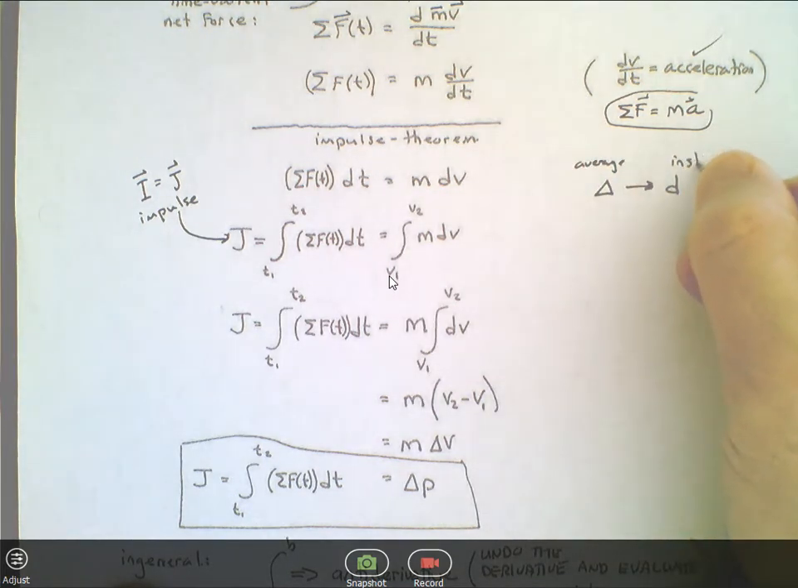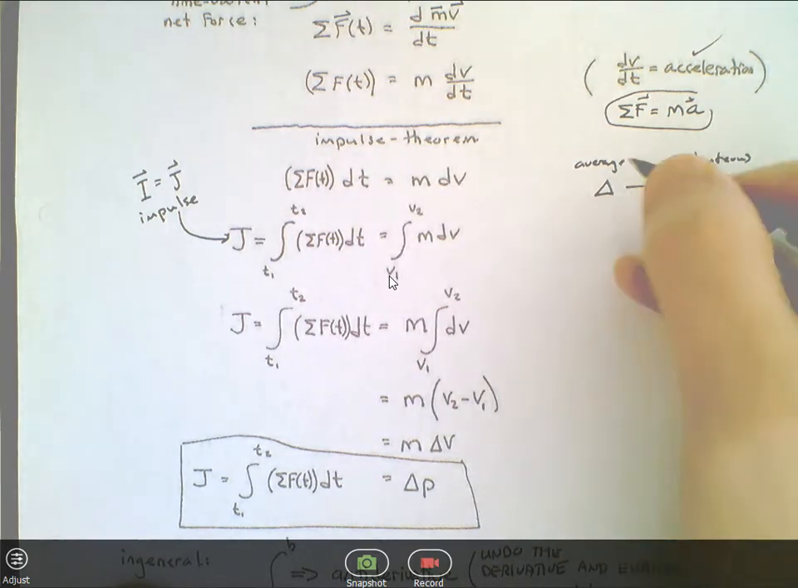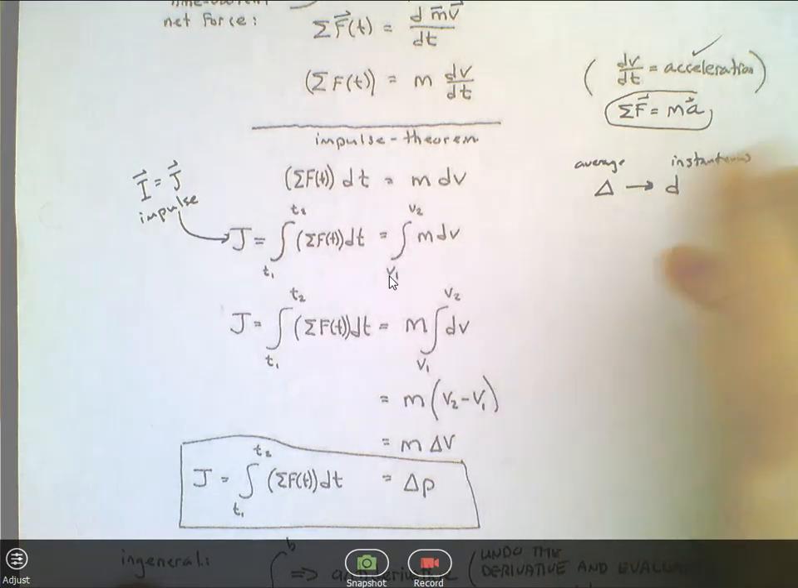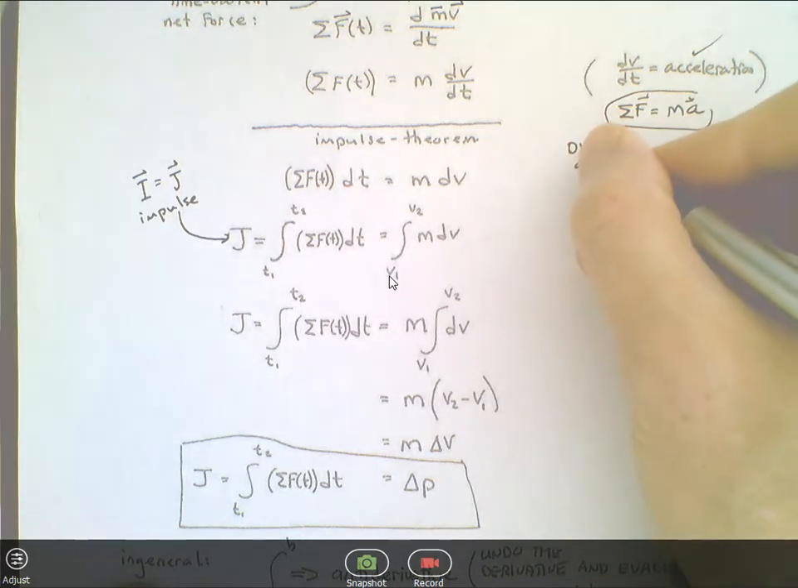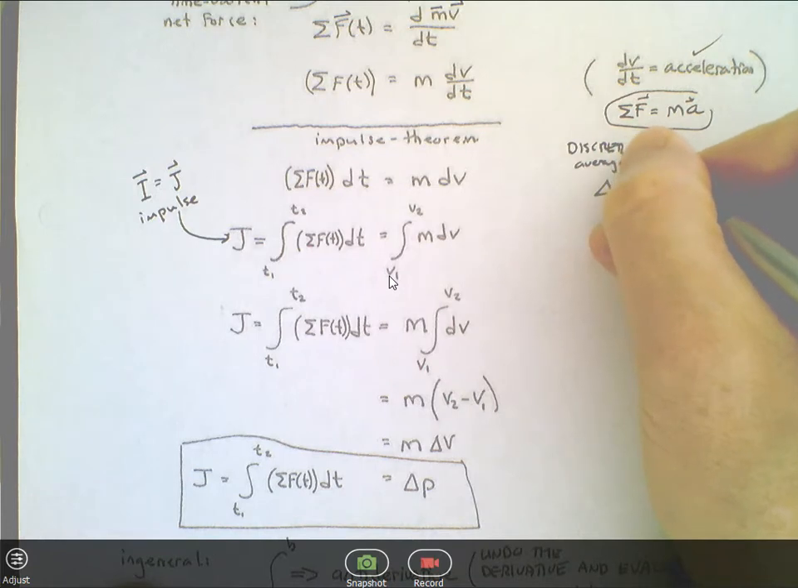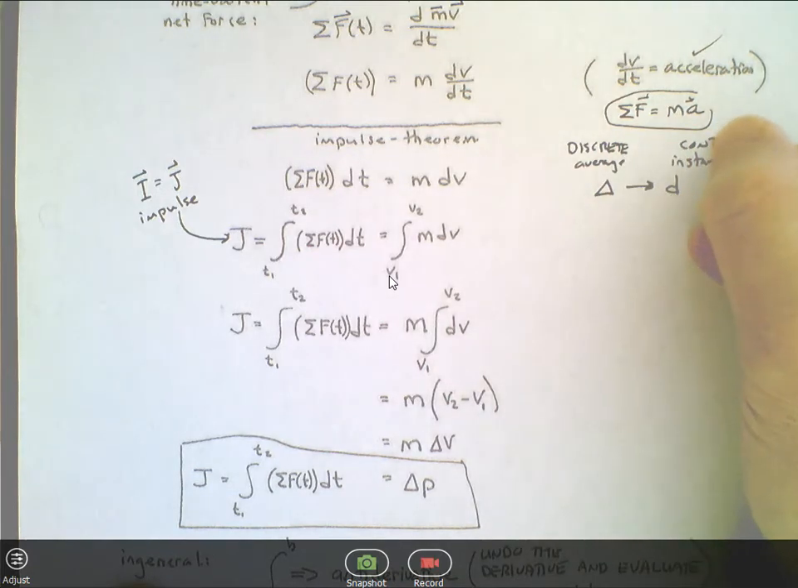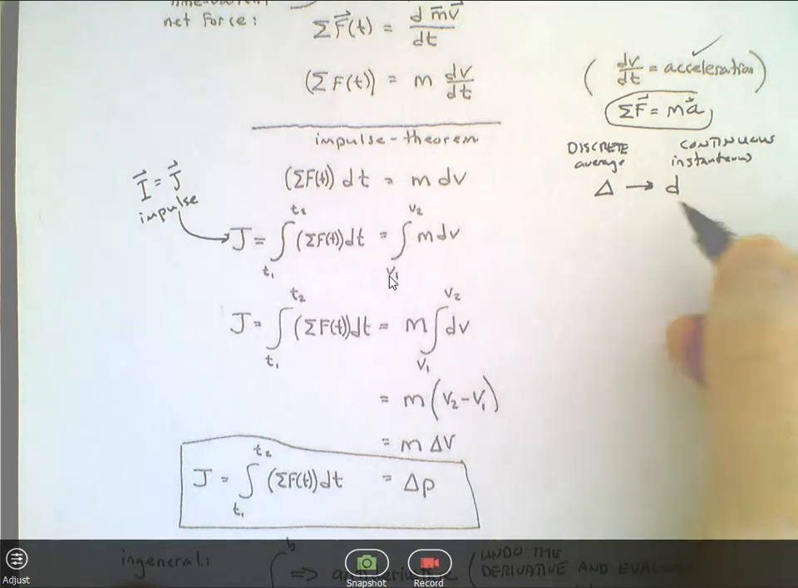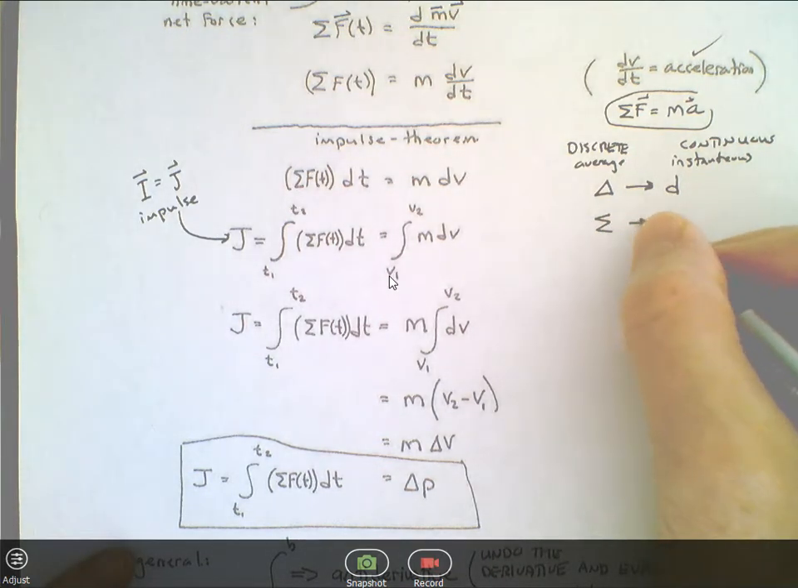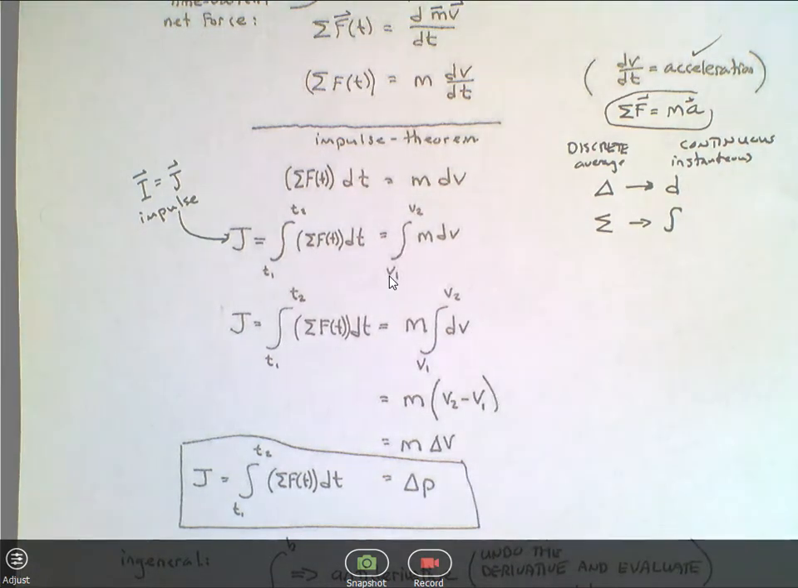This is the instantaneous, or what we call the continuous. This is sometimes called the discrete, and this is sometimes called the continuous. So we should actually use that. So this is called the discrete, and this is the continuous. Okay, so deltas become d's, sigmas become integrals.